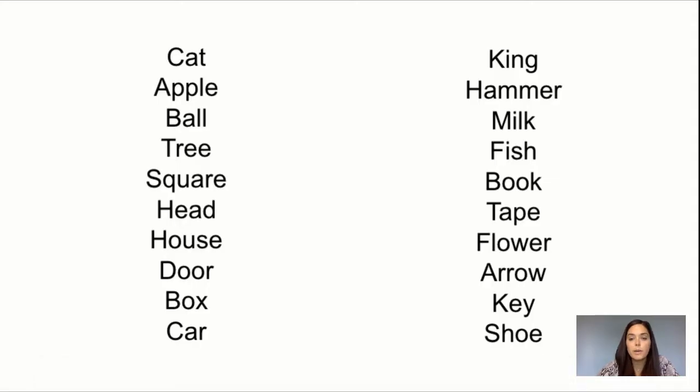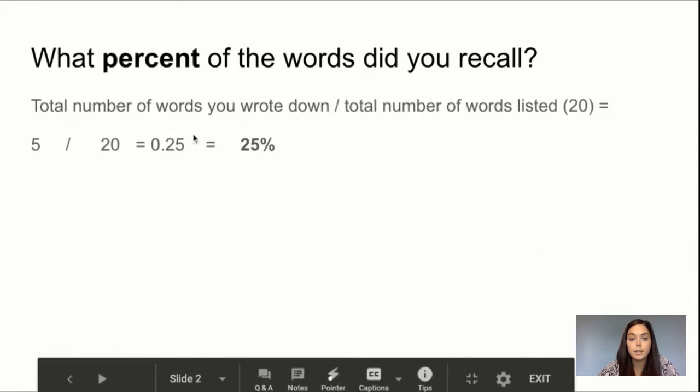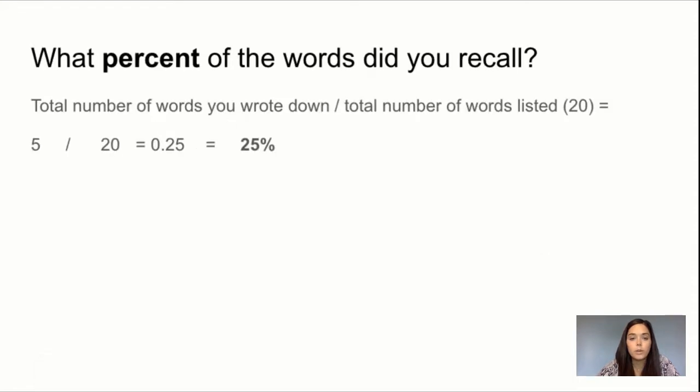Now let's see how many of the words you accurately wrote down. Here's the list. Count up how many words you were able to correctly list. And we'll determine what percent of the words we recalled.